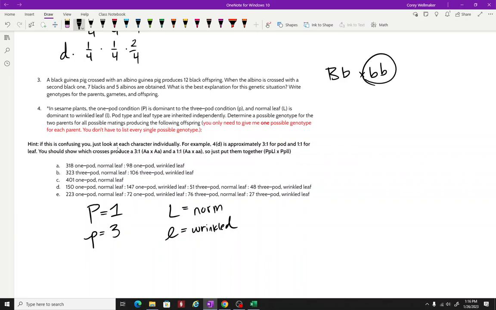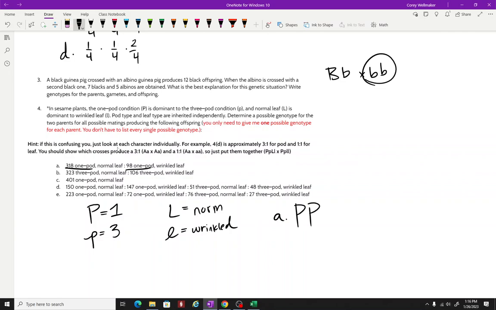So just like I ask you to do Punnett squares one trait at a time, it's easiest to analyze one trait at a time. So let's just look at the pod. Everyone is 1 pod for A. So what's one possible genotype from the parents that would produce everyone having 1 pod?